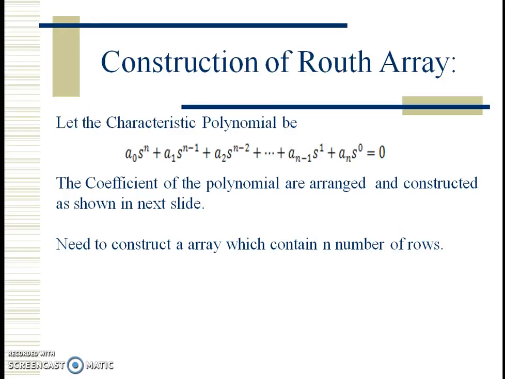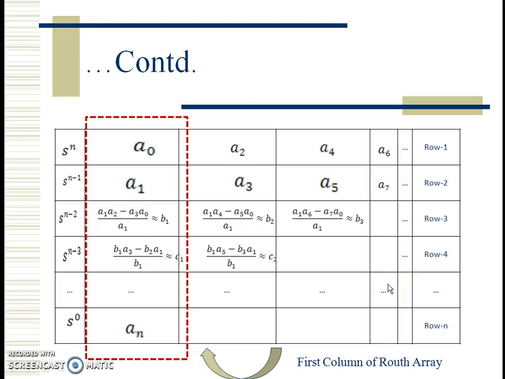For that, we require the characteristic polynomial, and let the characteristic polynomial be of the order s to the power n. The coefficients associated with this polynomial are a0, a1, a2 up to an. We will see in the next slide how we are going to arrange these coefficients to construct the Routh array. Please remember that as the highest power of s is n, we are going to construct an array having n number of rows.